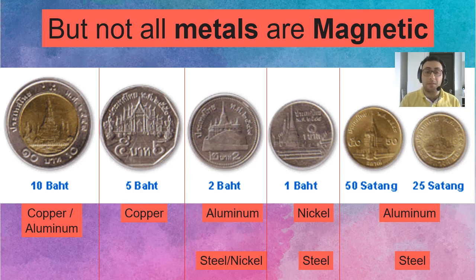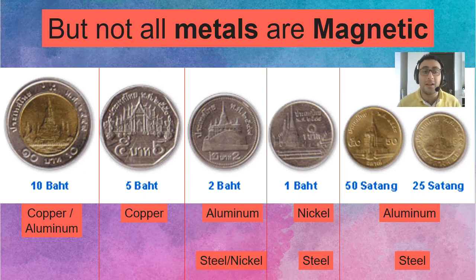Now 2 baht. It used to be made from aluminum, but now it's made from steel or nickel. So this one is made of, let me see which one it is. Oh, so this is the new one. You see, it's made of steel and nickel. But what about this other 2 baht, this yellow one? Uh-oh, it's not magnetic because it is made of aluminum, and aluminum is not magnetic.